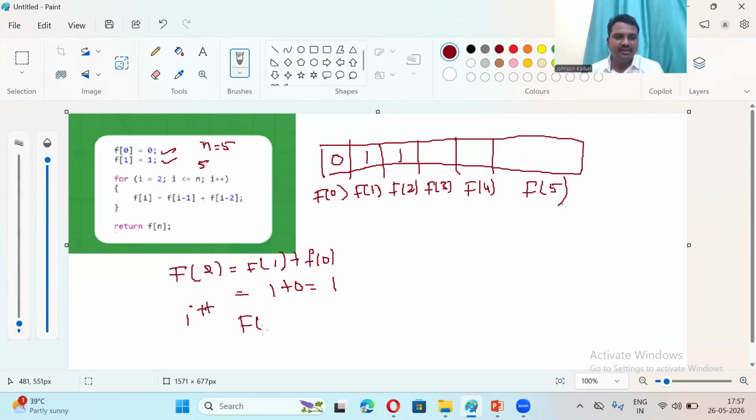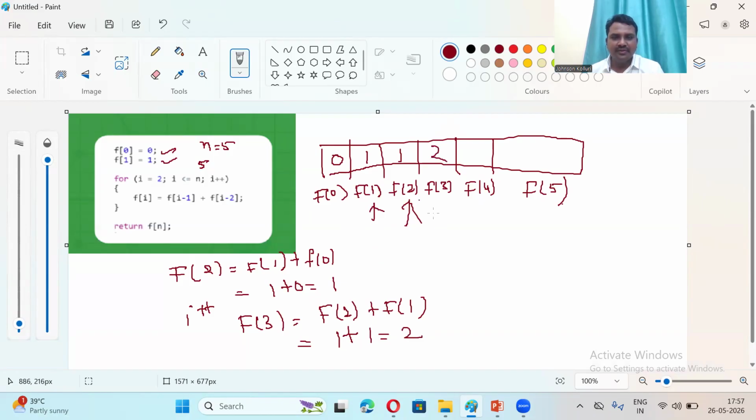Then f of 3. F of 3 is equal to what? F of 2 plus f of 1. You already have the value of f of 2, which is 1, and the value of f of 1 is 1. Then 1 plus 1 is 2. Then f of 3 is equal to 2.